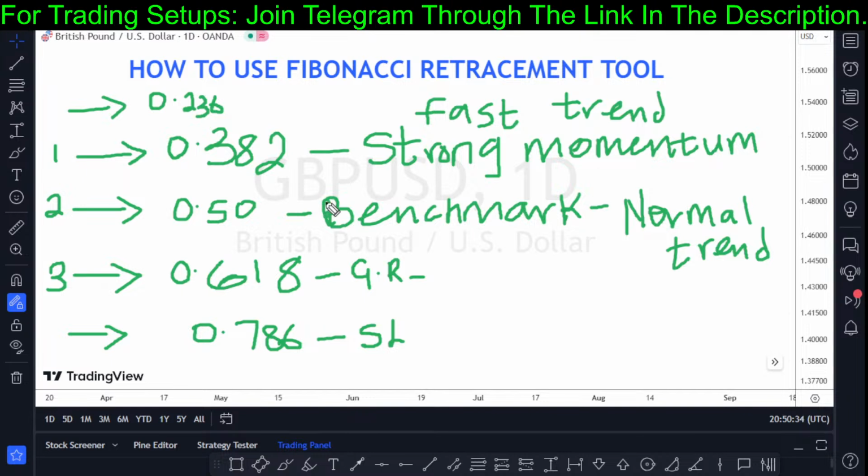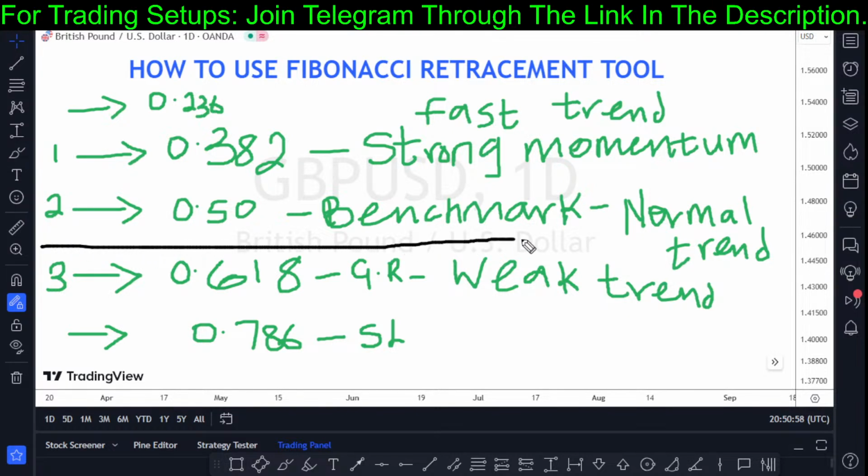So the 0.382 is for strong momentum, the 0.5 is for a normal trend, and the 0.618 is for a weak trend. When the trend is weak, not strong and not under a normal condition, but a weak trend. Hope you got that. Let me just use a black pen here to demarcate so that you don't mix up things.